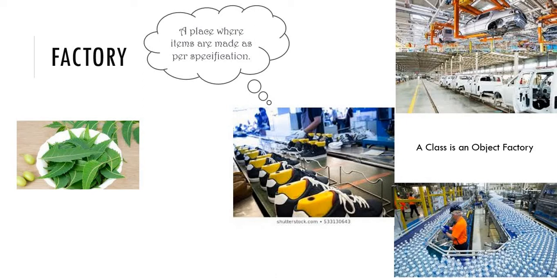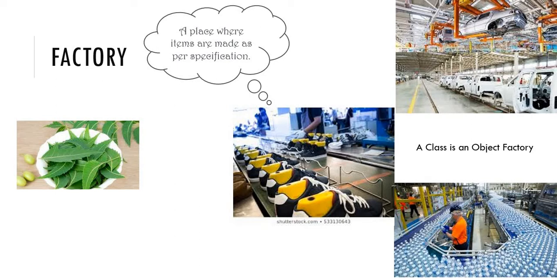Now that is not very much applicable, but a better example is when you have a factory where all similar kinds of things are coming out. If you look at the shoe factory, the shoe factory is creating all the shoes as per the specification, which is the class. So what you are seeing here in the picture are the objects.